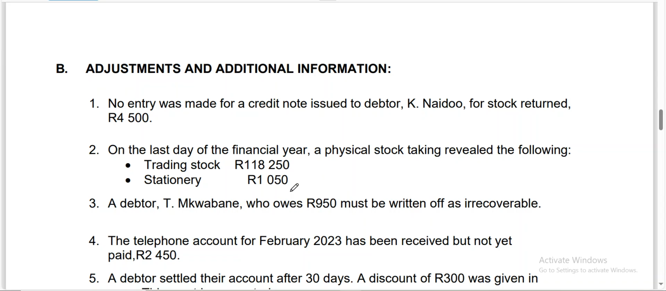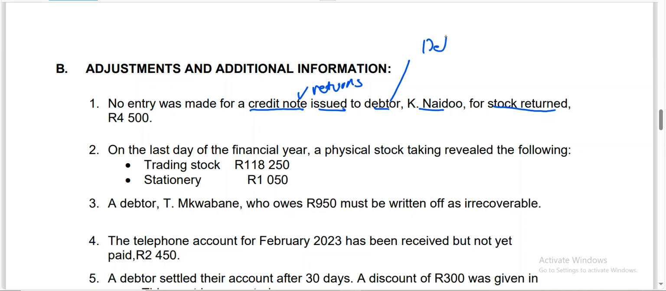The first adjustment says that no entry was made for a credit note. Now remember, whenever a credit note is issued, it means that there are returns by debtors. Okay, so it is saying no entry was made for a credit note issued to a debtor for stock returned. When a debtor returns stock, it is mostly because they are not satisfied, or maybe we oversold to them. But in this case, this person returned stock probably because the stock was defective.